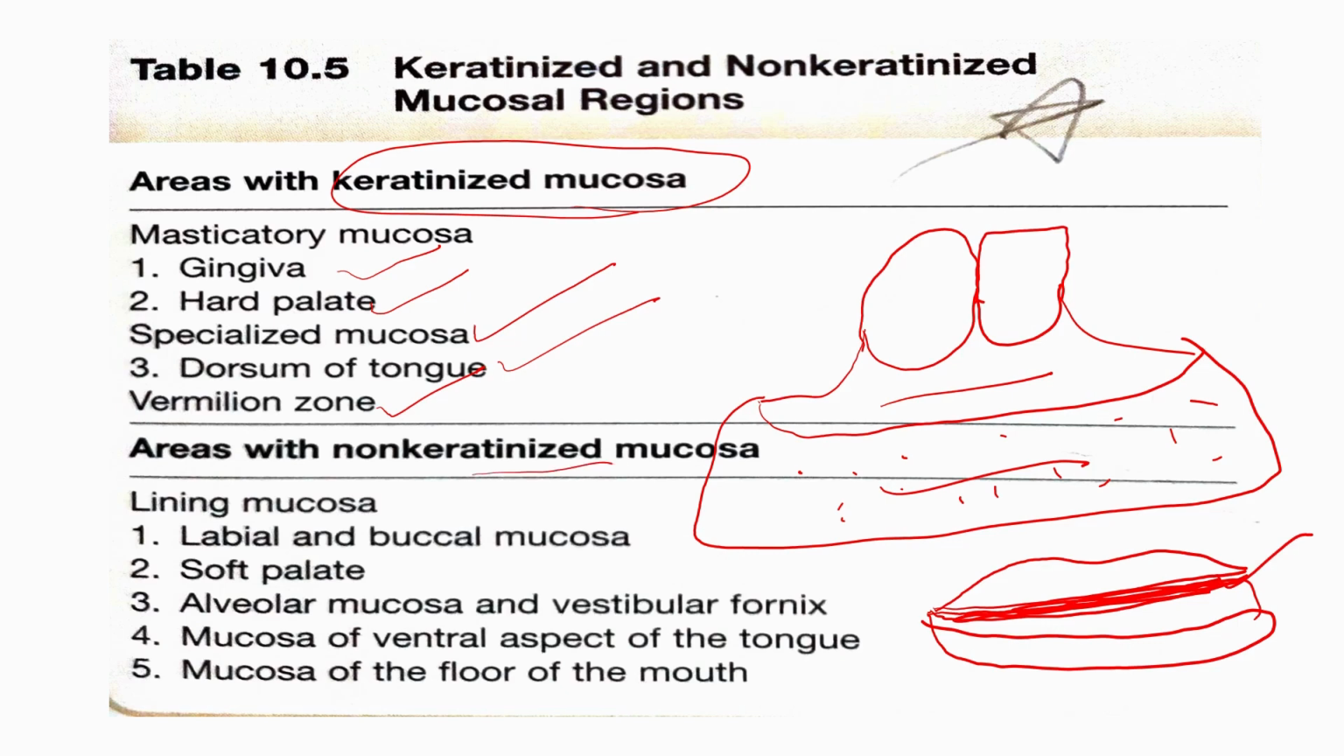This junction is called the vermilion zone. Then the non-keratinized mucosa is found in the labial and buccal mucosa, the cheek lining and the lip lining, the soft palate around the uvula, the alveolar mucosa and vestibular fornix around the alveolar processes, and the mucosa of the ventral aspect of the tongue. Remember the dorsum and the ventral. Also the mucosa of the floor of the mouth because there it has salivary openings.